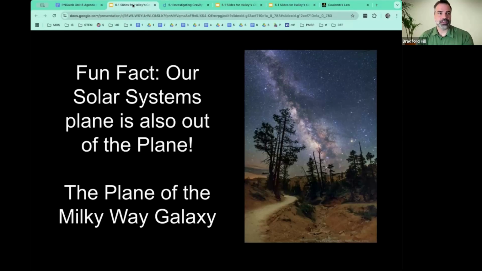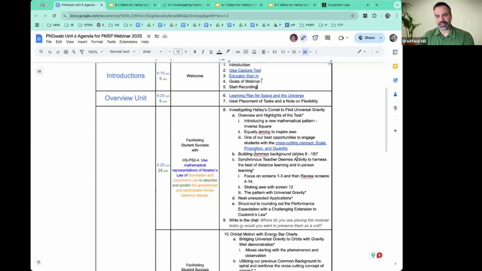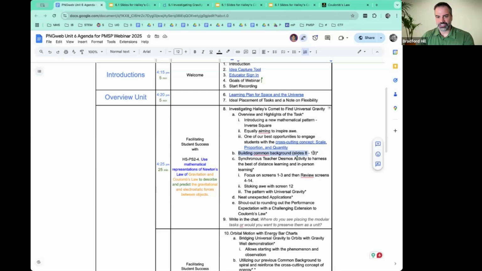Okay, so I'm going to go back to the agenda so that we keep orienting back to the same spot. So we just did that building common background, and I'll hand it over to Matt to talk and introduce us to the Desmos activity that accompanies this.